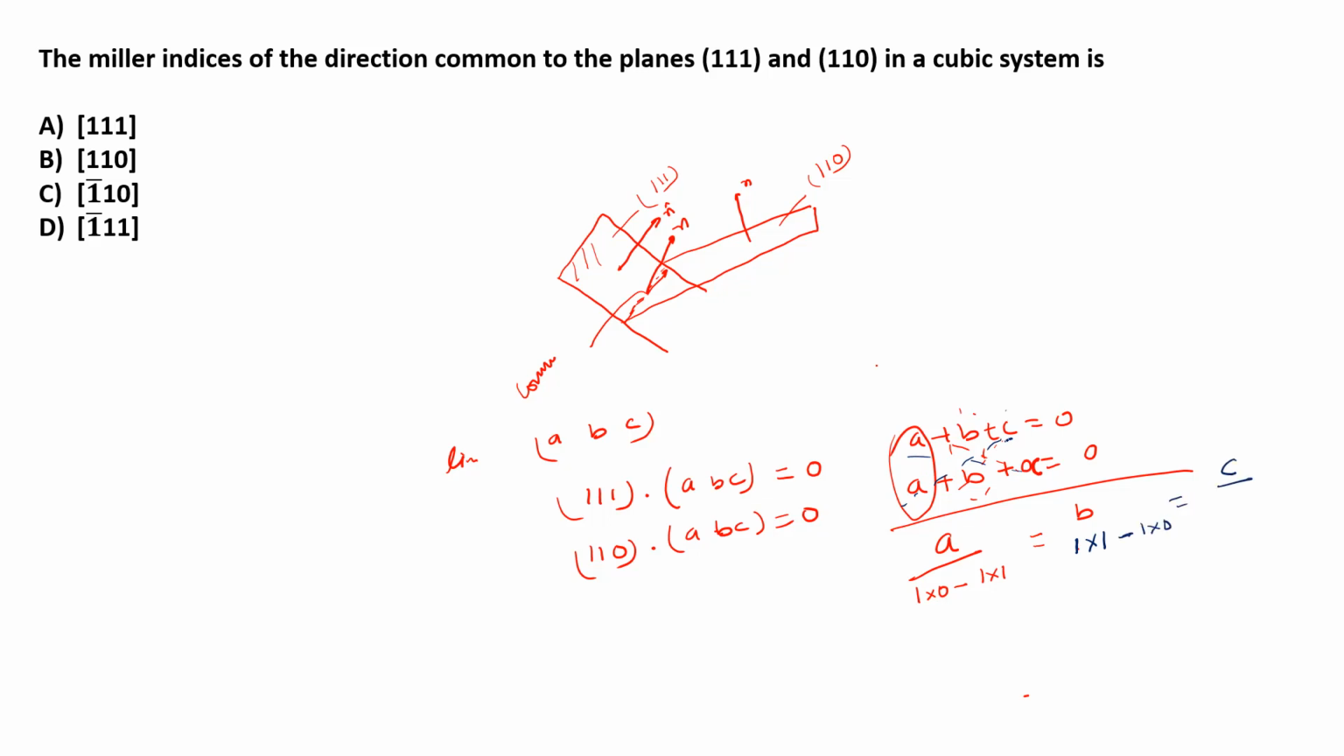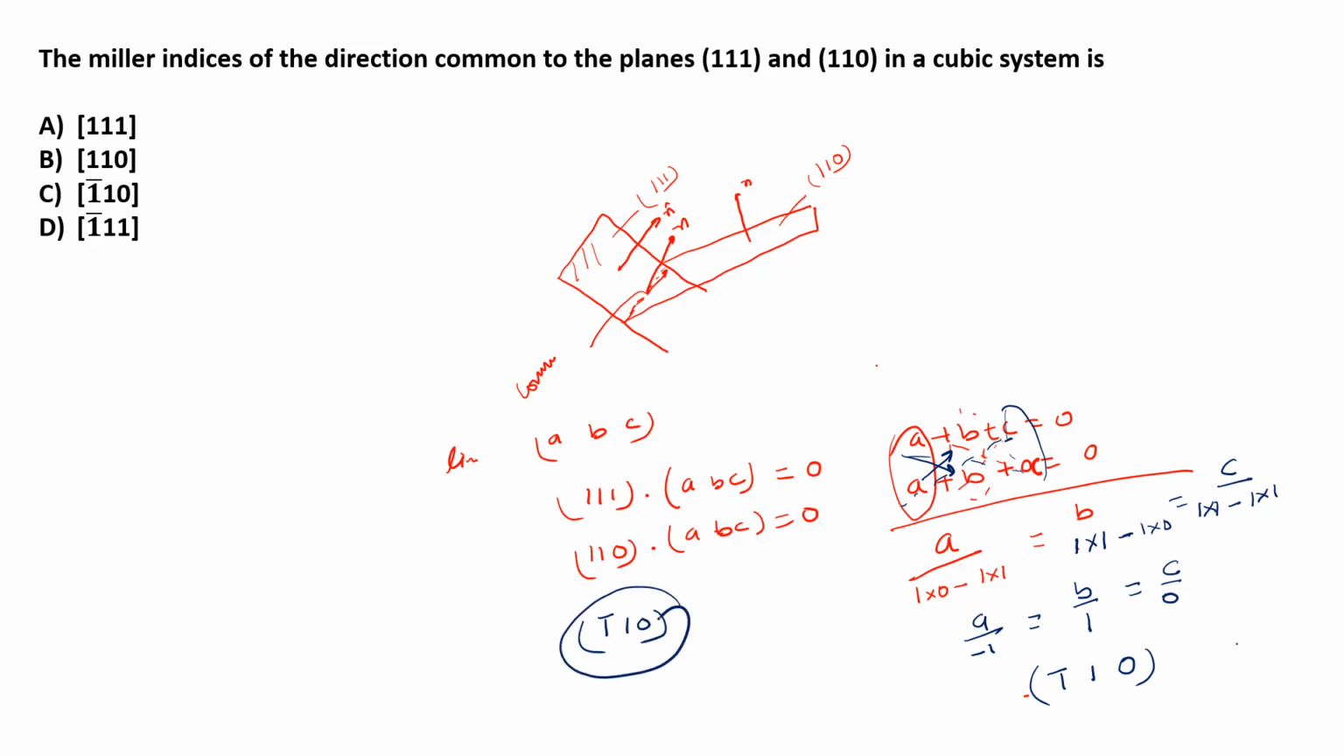Now let us take this C. So we will multiply this: 1 into 1 minus 1 into 1. So A by minus 1 is equal to B by 1, which is equal to C by 0. So the ratio will be 1 bar 1 0. So the correct answer will be 1 bar 1 0.